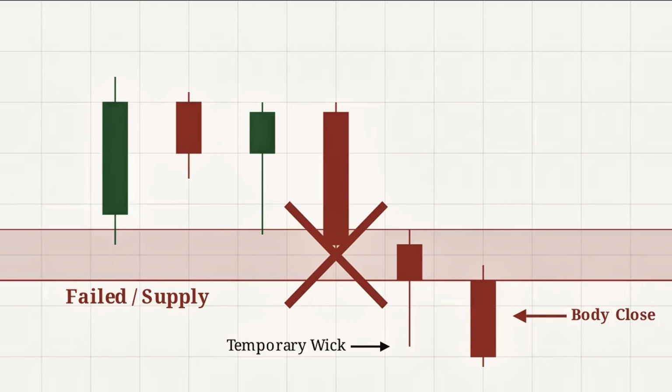Waiting for a definitive candlestick body to close is the essential filter. It prevents being misled by wicks that temporarily pierce the zone before reversing. Now we map the countertrade.